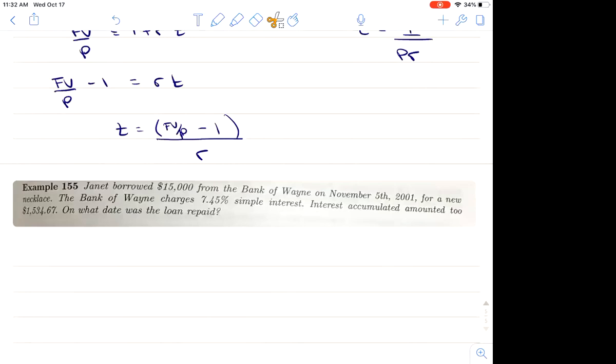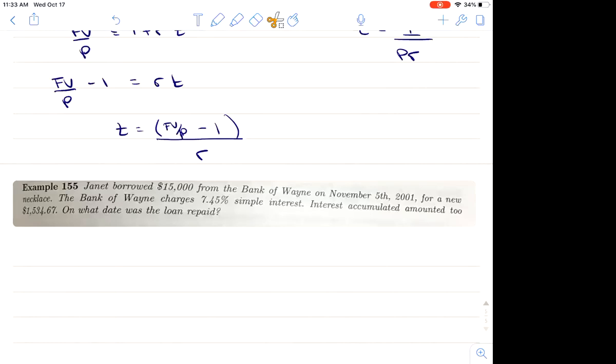So Janet borrowed $15,000 from the Bank of Wayne on November 5th, 2001 for a new necklace. That's important. The Bank of Wayne charges 7.45% simple interest. So interest accumulated amounted to $1,534.67. On what date was the loan repaid? Right. So to find the date that it was repaid, we first have to know how long we kept this loan out for.